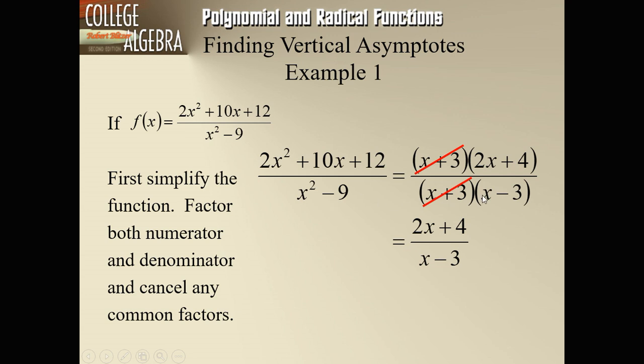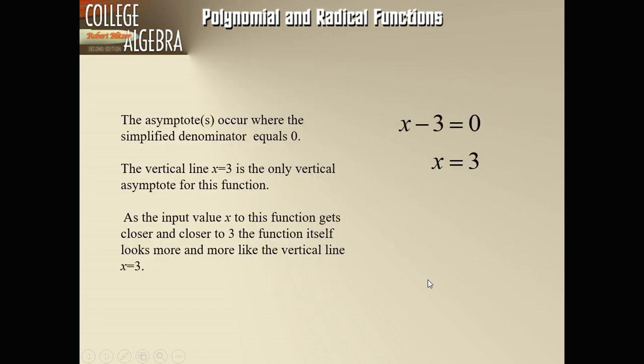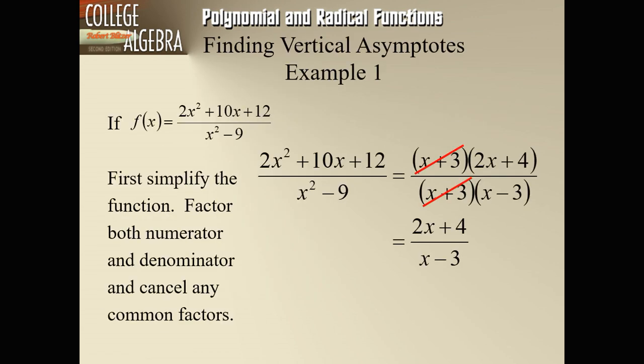Ang makukuha nating factor niyan ay x plus 3 times x minus 3. Okay, so we cancel common factors, which is yung x plus 3 and x plus 3. Okay, we have here 2x plus 4 over x minus 3. Okay, i-graph natin siya.